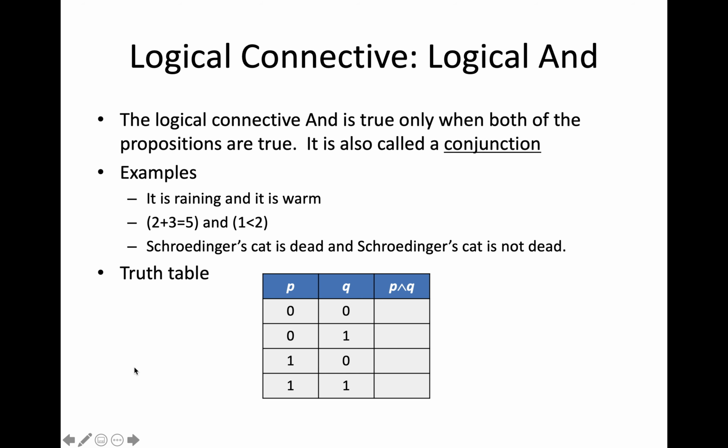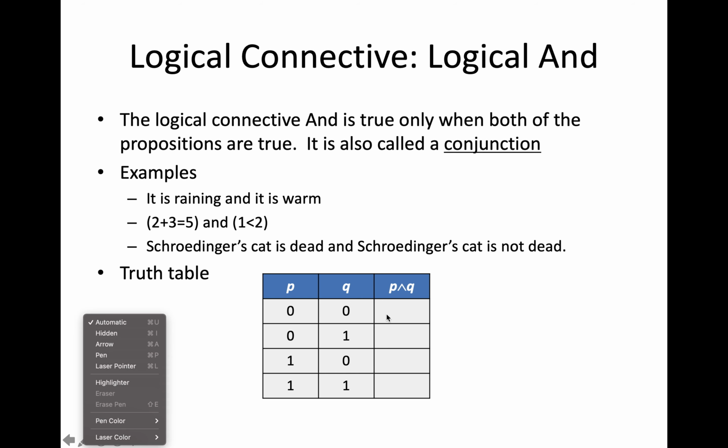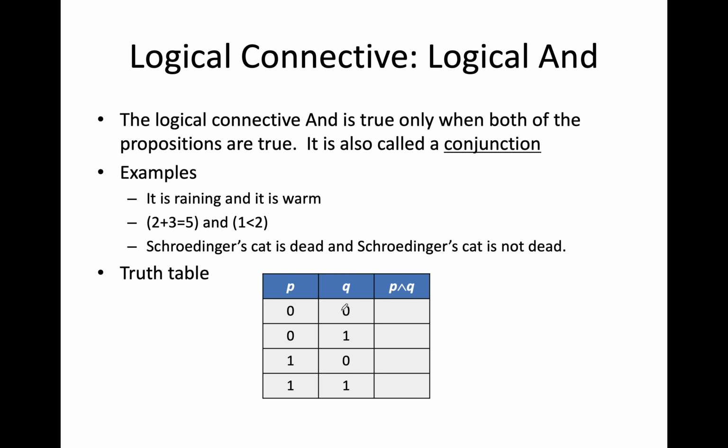So in this scenario, for example, let's say it's raining and it's warm, or Schrodinger's cat is dead, Schrodinger's cat is not dead. Let's say we want to fill that out on the truth table now. Both of these statements are false, so P and Q will be false. If you look at P and Q again here, one of them is not true, so it's going to be false. Same thing here. And then you have true, because I need both those statements to be true for the conjunction to be true.